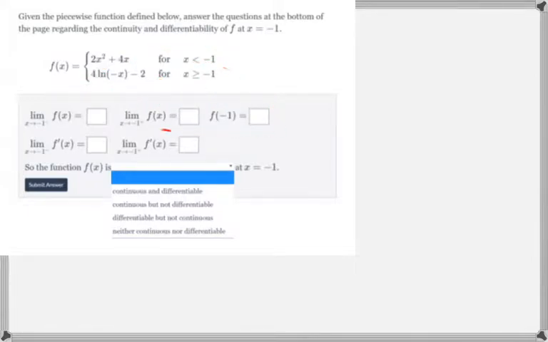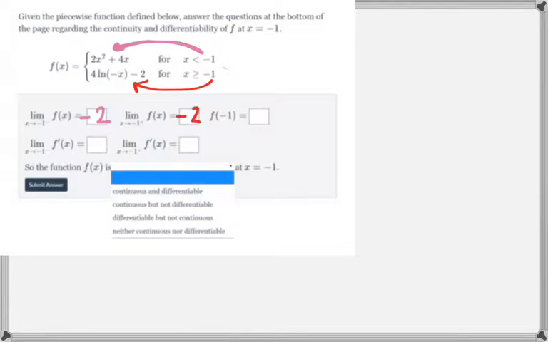So what remains is to find, are they all the same number or not? So I'm going to use a calculator here as well. 2 times -1 squared plus 4 times -1. So I'm plugging -1, I'll attempt to color code here a bit, into this top function, and I ended up getting -2. I'm going to plug -1 into the bottom function, so 4 ln of -(-1), interesting, minus 2, gave me also -2.